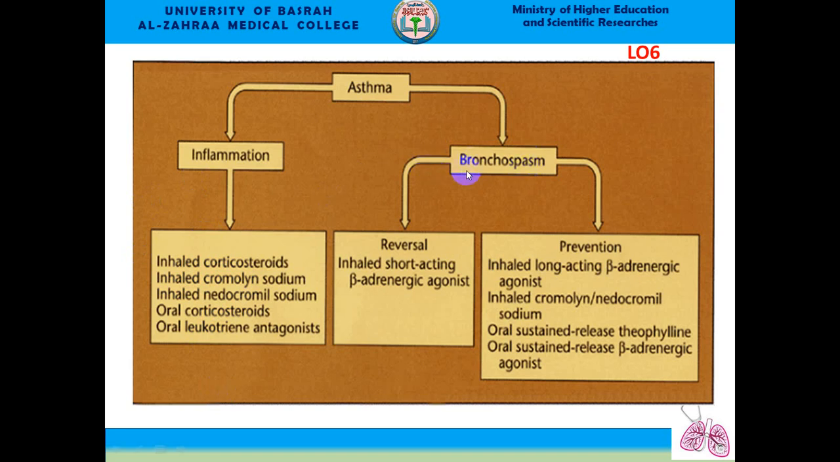While for the bronchospasm, we have the reversal or the immediate treatment of bronchospasm by the use of inhaled short-acting beta agonists like inhaled salbutamol. And we have the long-acting ones to prevent future bronchospasm, such as the long-acting inhaled beta agonist or inhaled cromolyn or inhaled theophylline, etc.